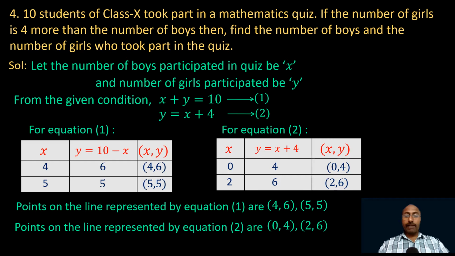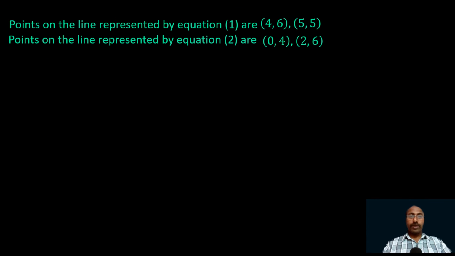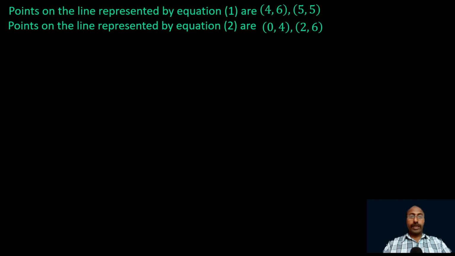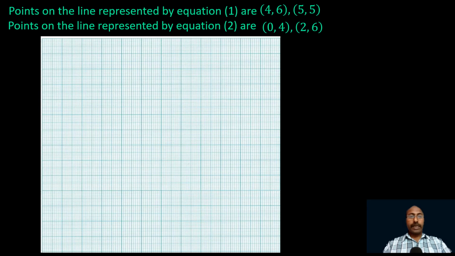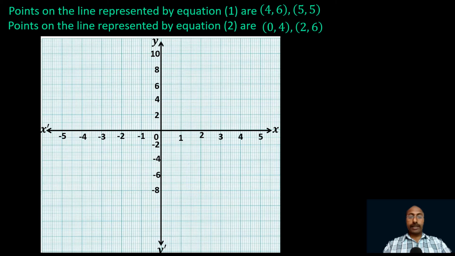So let's draw the graphs for these two lines. Take the graph paper and draw the x-axis and y-axis and denote the units on both axes. Now write the scale: we have taken 1 centimeter equal to 1 unit on the x-axis and 1 centimeter equal to 2 units on the y-axis.